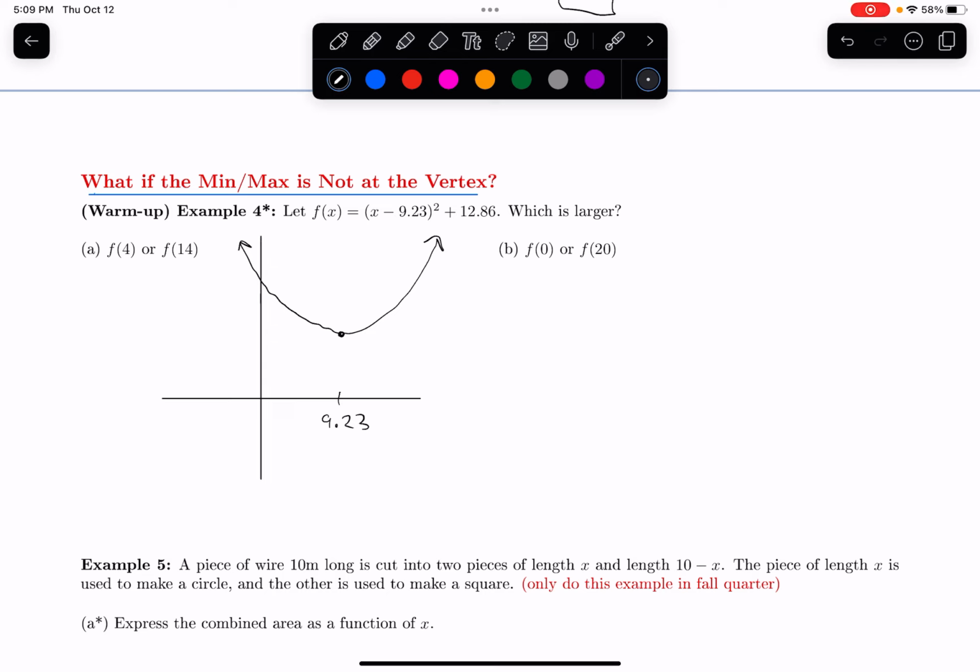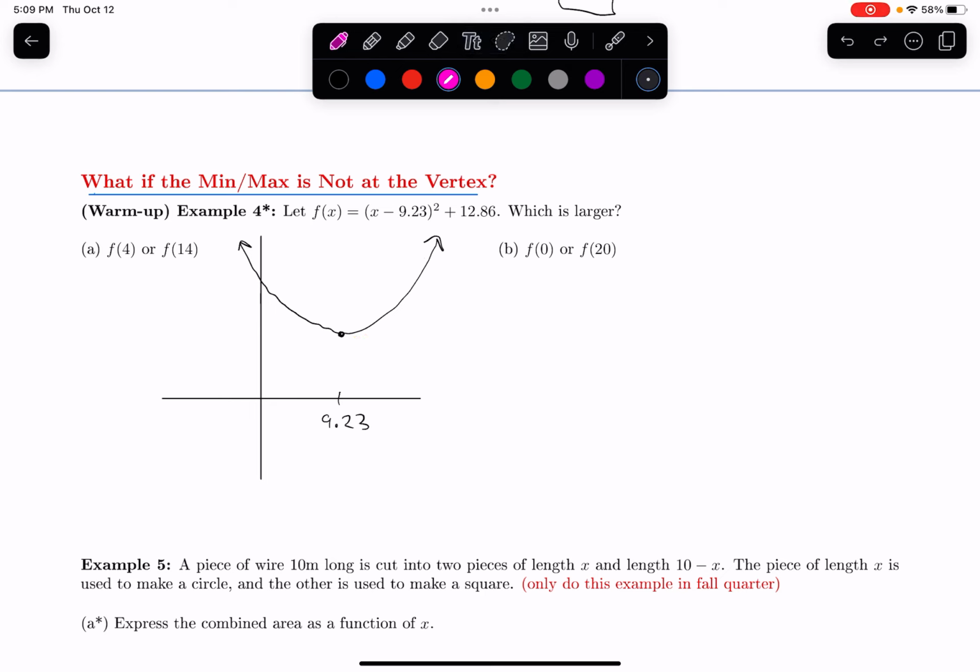So when we think about the numbers 4 and 14 and plugging them in, what's going to dictate which is larger is, if I have two points, which one is further from the vertex. If one of the points was here and the other point was here, this orange point is clearly further away from the vertex than that pink point is. So the orange point is going to have a larger output. So let's try to determine which point is further away from the vertex.